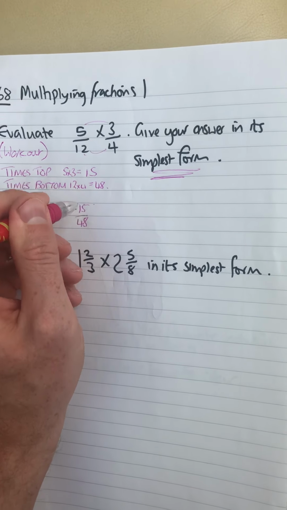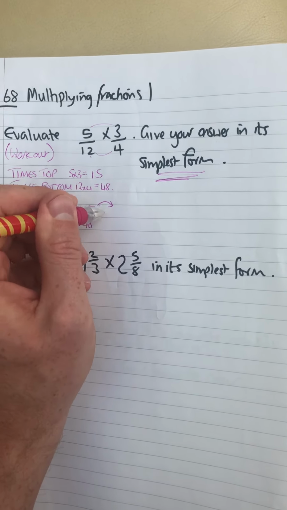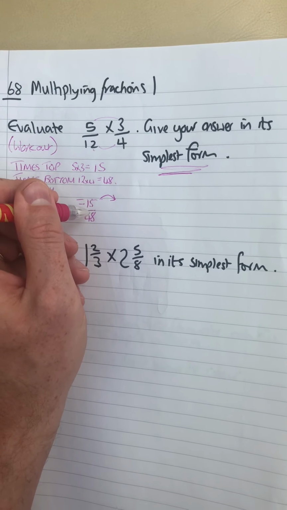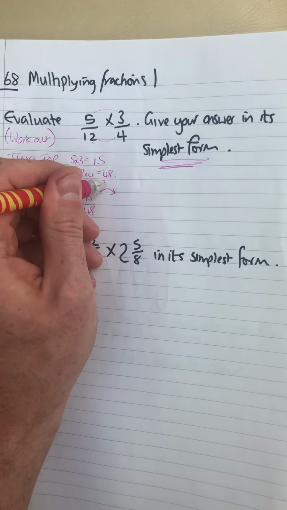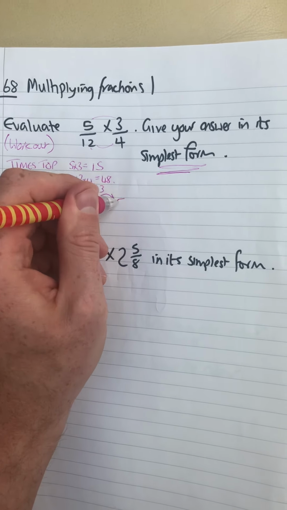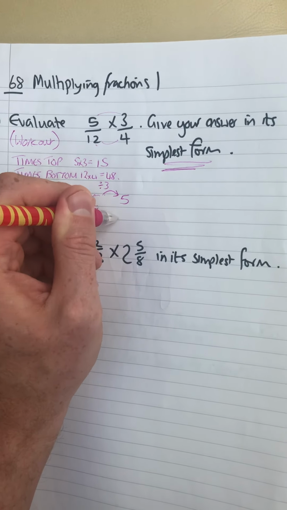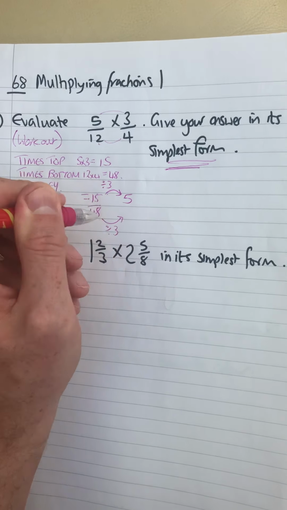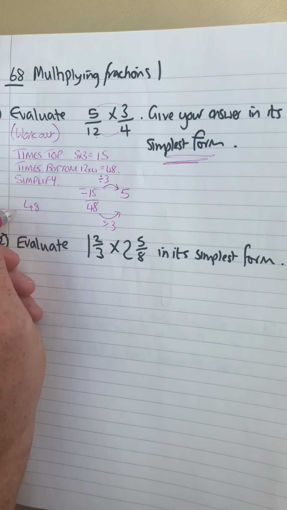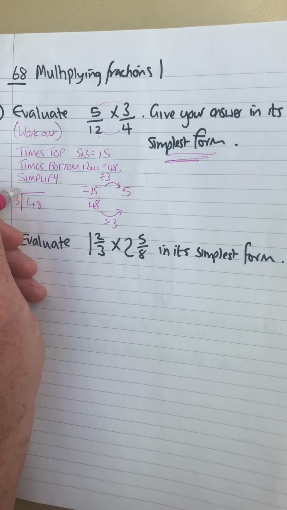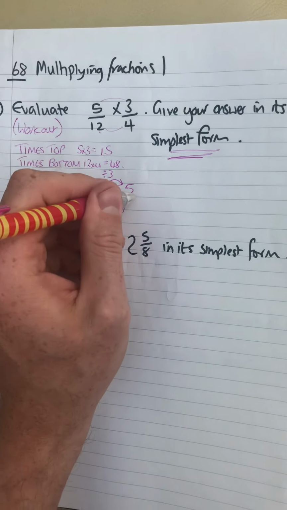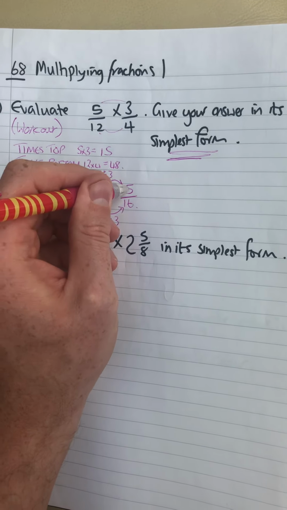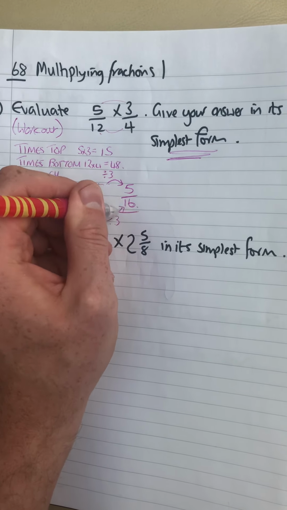Well, what goes into 15 and 48? Right, 2 doesn't go in, because 2 doesn't go into 15 because it's an odd number. What about 3? We can divide that by 3 and we get 5. Can we divide 48 by 3? Well, let's see. Let's use a bus stop. 3 goes into 4 once, 1 left over. 3 goes into 18 6 times, so we can. So it'll be 16 on the bottom. There's nothing else that goes into 5 and 16, so there's your answer.